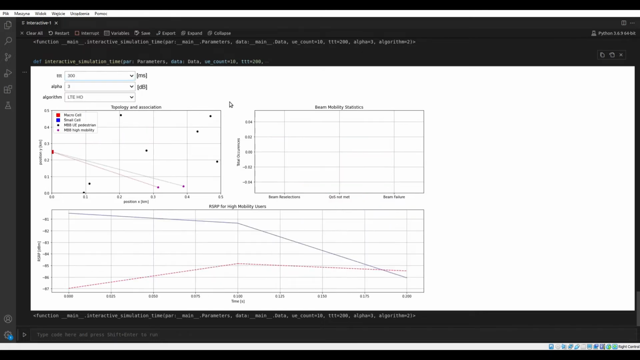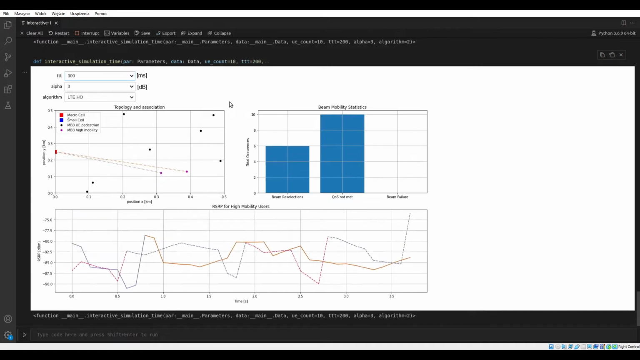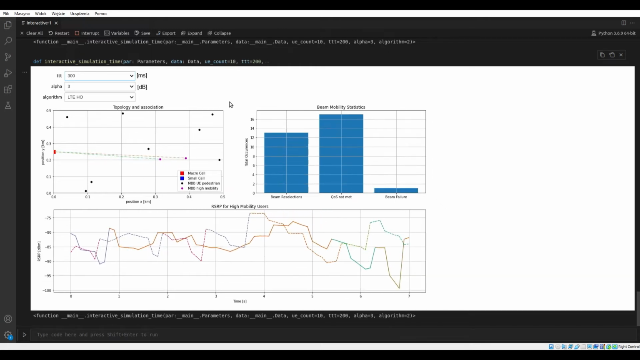At first, LTE handover is being evaluated, with alpha equal to 3 decibels and time to trigger equal to 300 milliseconds.